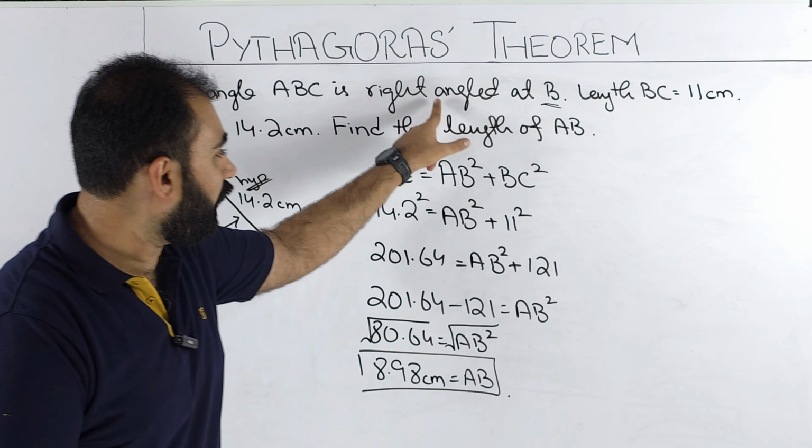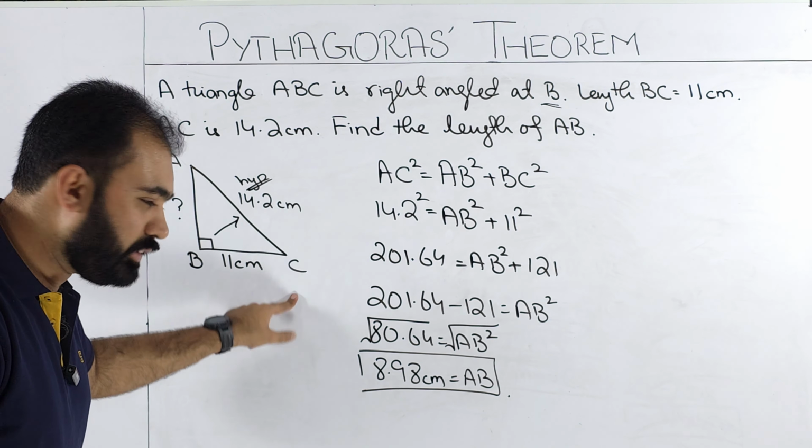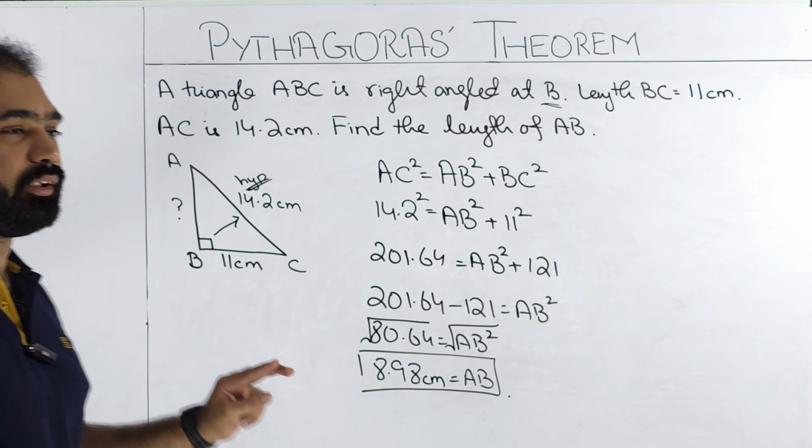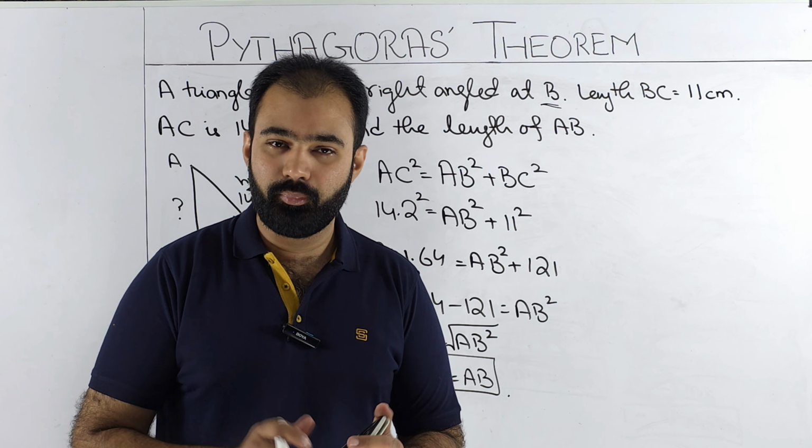A triangle ABC is right angled at B. If it is right angled at B, A इसको कह दे, C इसको कह दे, A इसको कह दे, C इसको कह दे, this will not affect your answer, right? I hope it is clear.